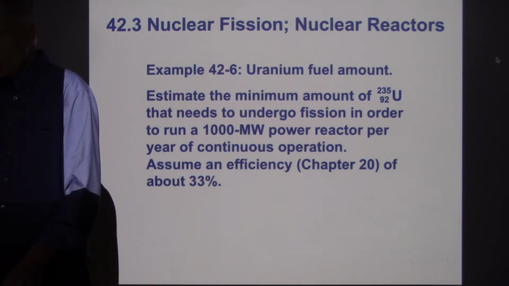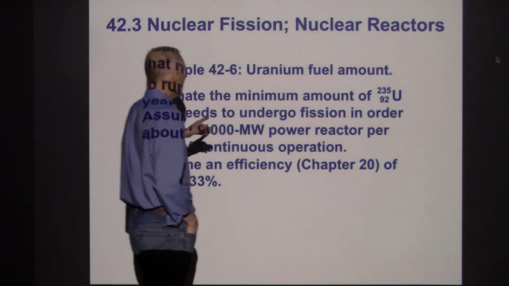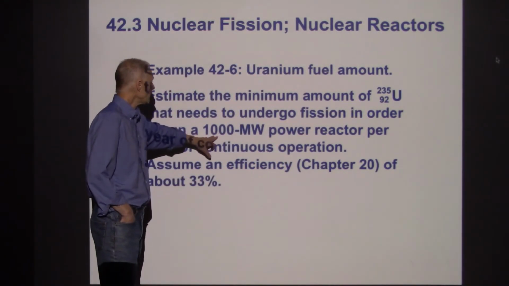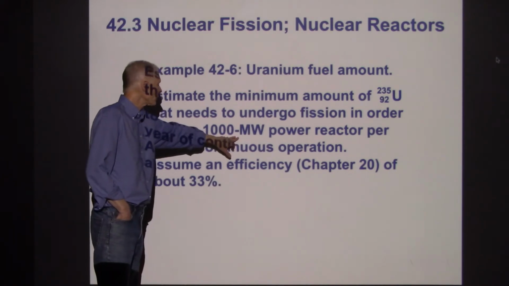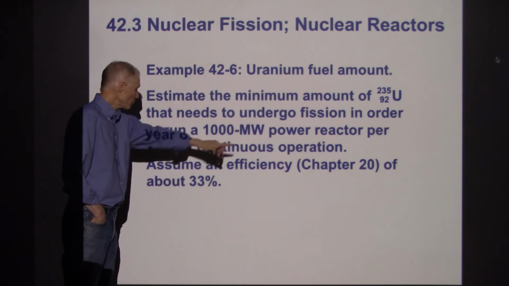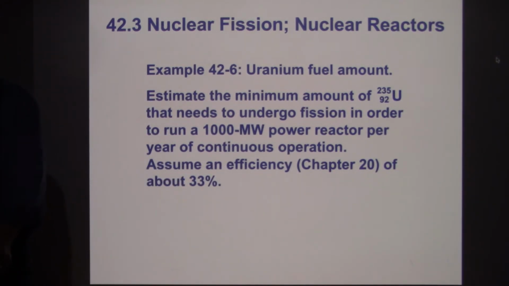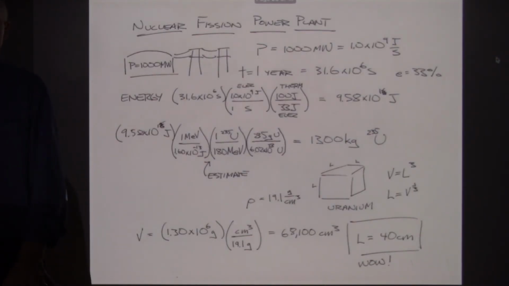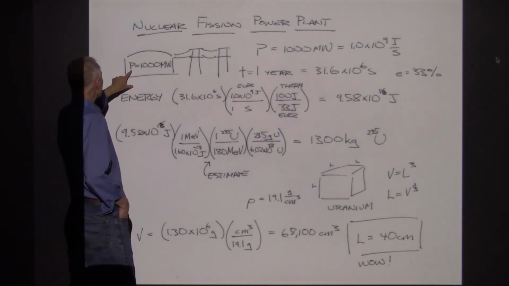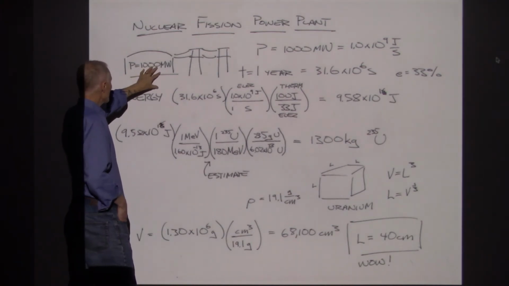All right, so let's do a nuclear power plant calculation here. Estimate the amount of uranium-235 that would be needed to operate a 1,000 megawatt power plant. So here's our electrical power plant. Assume, from chapter 20, a thermodynamic efficiency of 33%. So let's see how much uranium we have to order for the year. So here's the power plant. It's generating electricity at a rate of 1,000 megawatts.